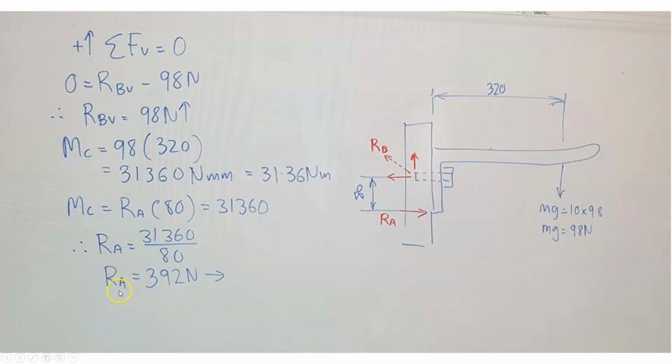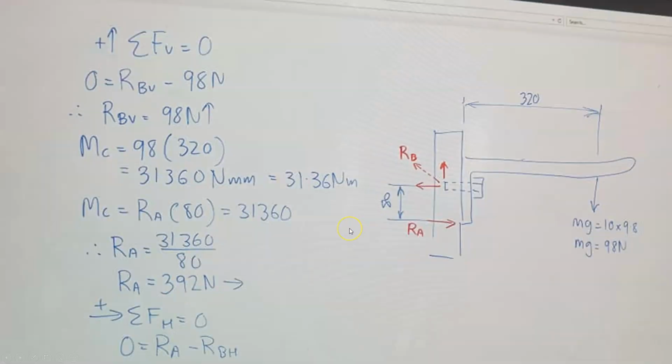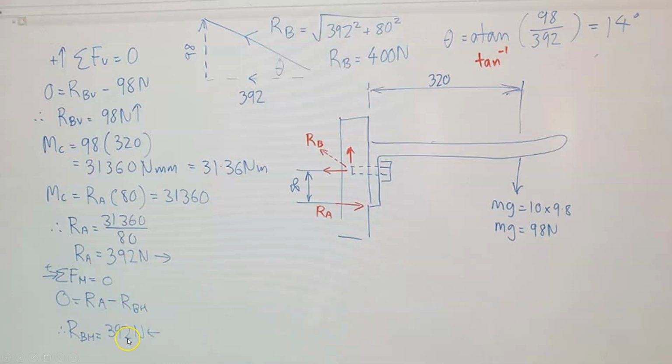Therefore, the reaction at RA equals 392. It's also going to be the value of RBH, right? If we know that RBH equals the same thing, RBH equals 392 newtons backwards. Now what we want to do is we actually have to find RB. The actual answer requires us to find RB. So let's have a look.